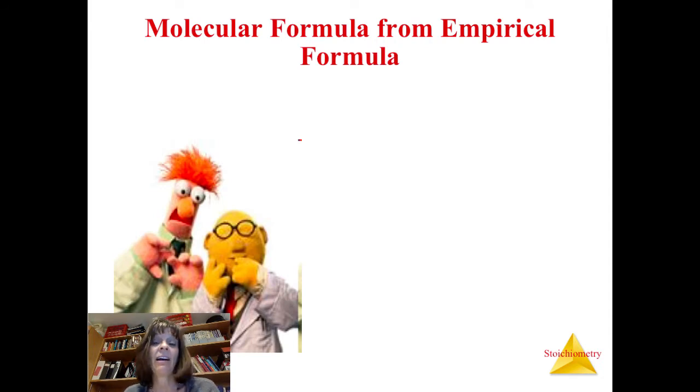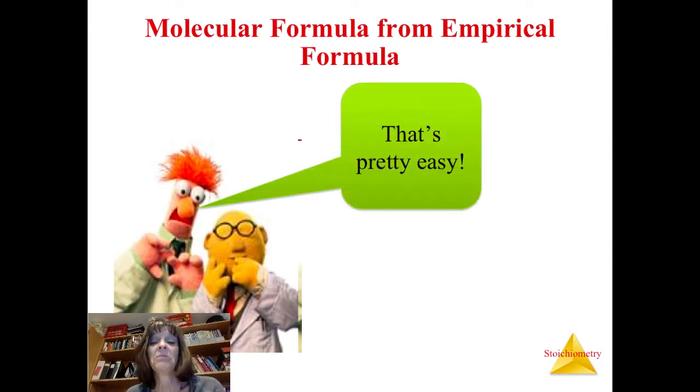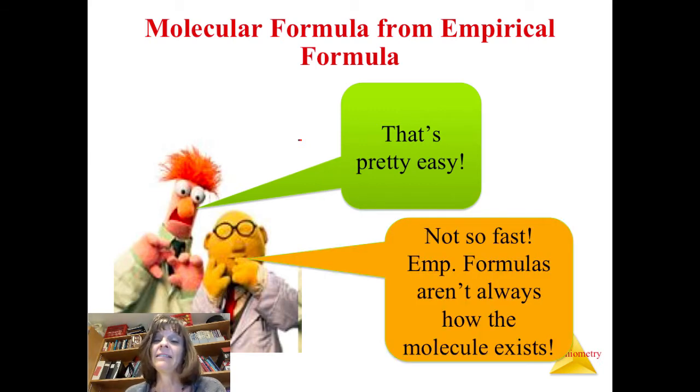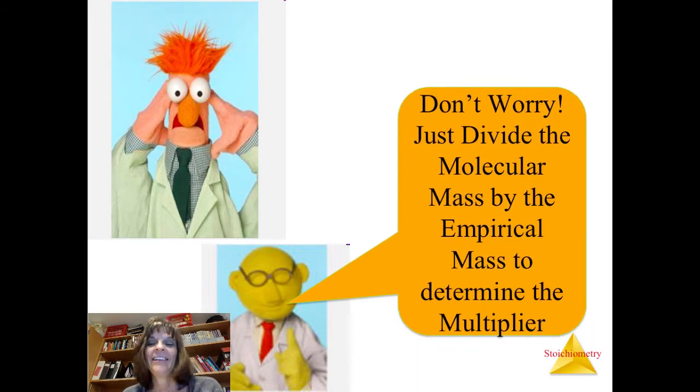All right, so now Beaker's like, that's pretty easy. But, as Bunsen says, not so fast. They're not always the way the molecule exists, so we have to do something else. Hang on, Beaker. It's not that hard. All you have to do is divide the molecular mass by the empirical mass to determine the multiplier to get the molecular formula.